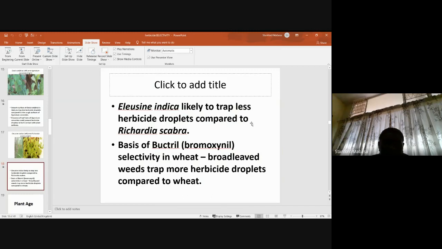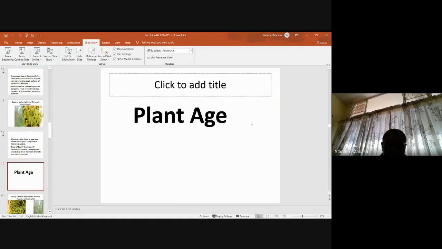Actually, this is the basis of bromoxynil selectivity in wheat, where broad-leaved weeds will trap more of the herbicide droplets compared to wheat. Of course, this results in the death of weeds, leaving the wheat. We are through with the leaf orientation and the size and the features on the leaf surface.